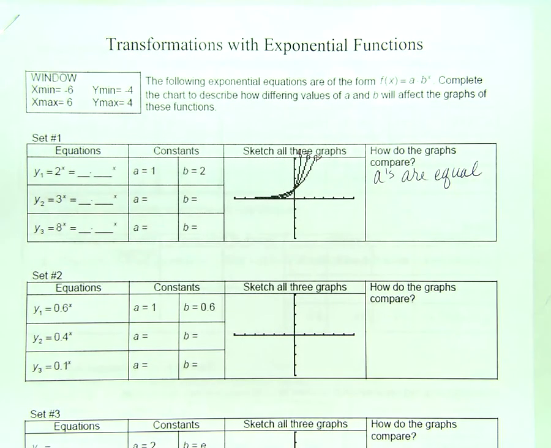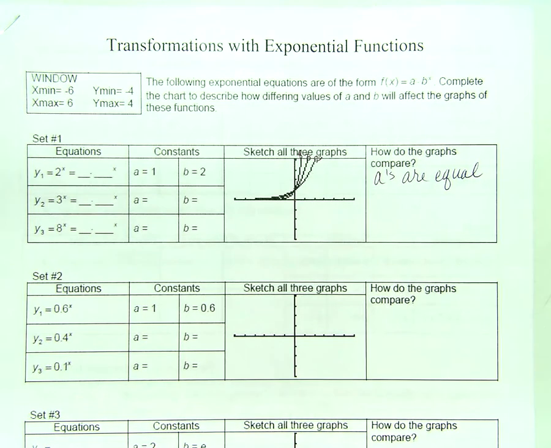So remember, like in all of our other parent functions that we've dealt with, we always try to find that one place that we move around. With the parabola, it was the vertex. With an absolute value, it was the vertex. With the square root, it was that starting point, right? Well, that's the point we're going to move around because that's the one that's true for every parent that we can have.